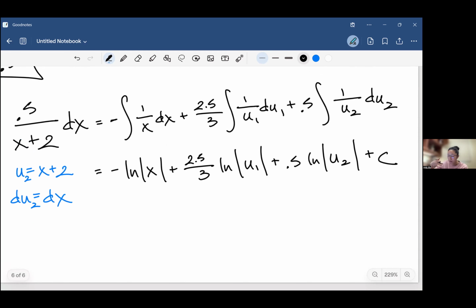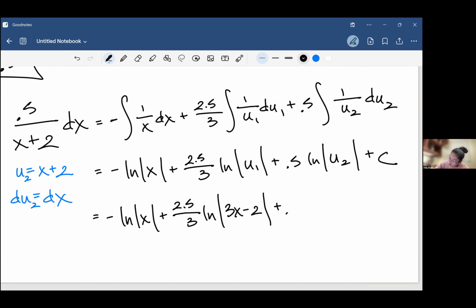All right, let's plug back in our u1, let's plug back in our u2, and then we'll have our final answer. So negative natural log of the absolute value of x plus 2.5 over 3, the natural log of 3x minus 2, plus 0.5 natural log of x plus 2 plus c.